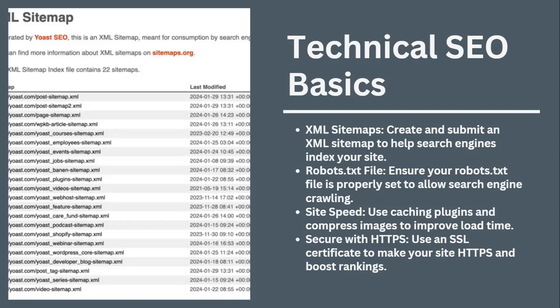for you. Okay, so then there's the robots.txt file. This ensures your robots.txt file is properly set to allow search engines to crawl. So it's a robot that allows search engines to come to your site and start crawling your website. And there is site speed. So I use caching plugins and compressed images to improve loading time. It's a plugin that helps improve your load time. And of course, secure your website with HTTPS. You make sure you use an SSL certificate to make your site HTTPS and boost ranking.